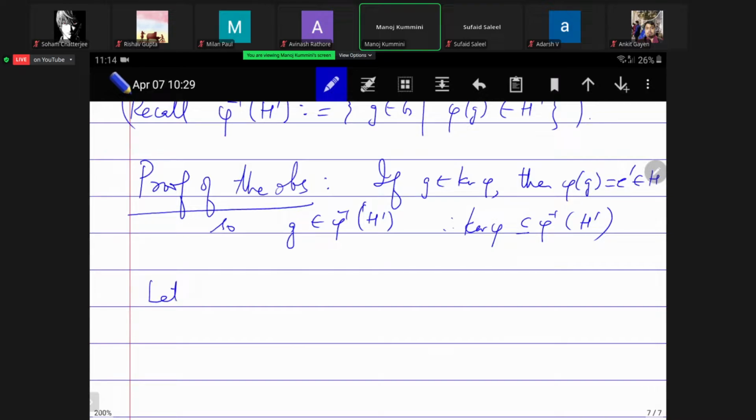Now let g1, g2 be inside phi inverse of H prime.